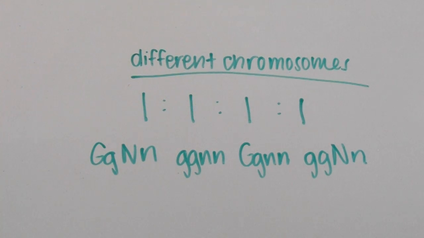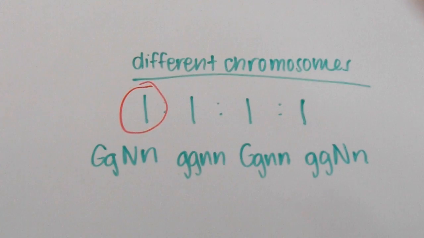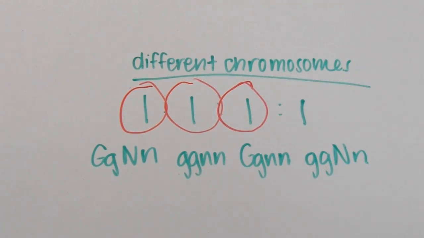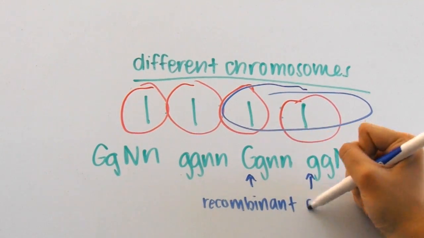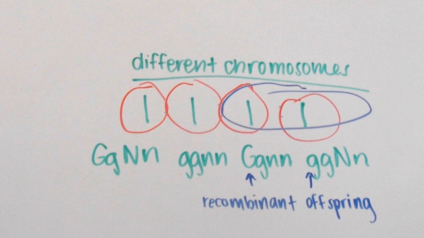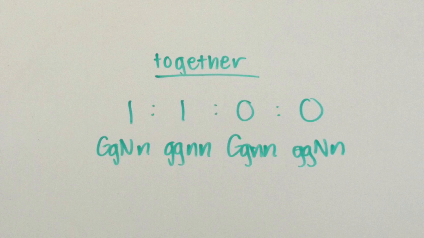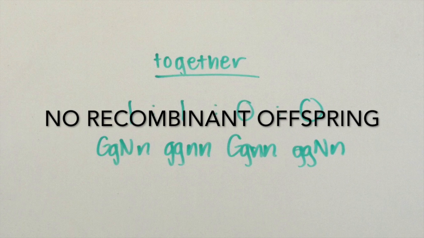So these are the expected ratios for if the genes are on different chromosomes. 1 to 1 to 1 to 1. This first genotype is the wild parent's genotype with a gray body and normal wings. The second genotype is the mutant parent's genotype with a black body and vestigial wings. The third genotype has a gray body but vestigial wings, and the last genotype has a black body with normal wings. The third and fourth genotypes symbolize something called recombinant offspring, meaning that the children have mixed traits from both parents. Here are the ratios for if the genes are linked and always inherited together, 1 to 1 to 0 to 0. That means the offspring will look like the parents and there are no recombinant offspring.